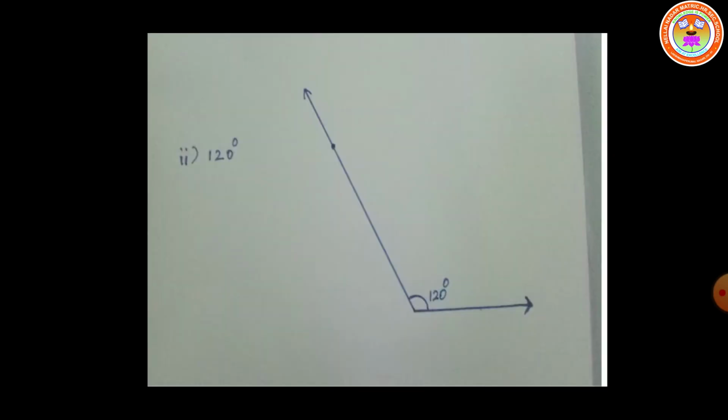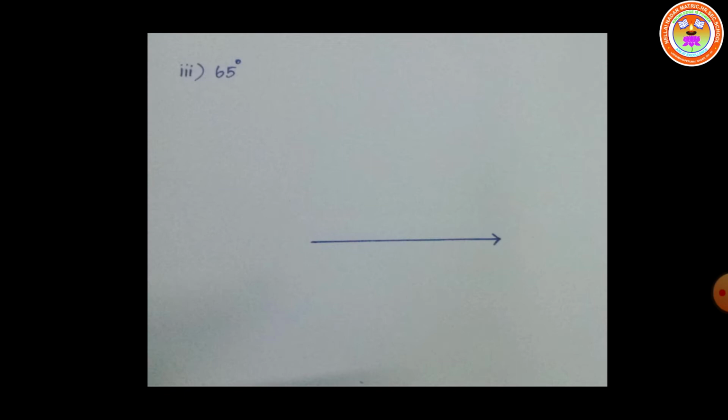Then remove the protractor and join by another ray. The angle between the two rays is 120 degree. Therefore, mark the angle as 120 degree. Let us move to the next one, 65 degree. First step, we have to draw the base ray like this.